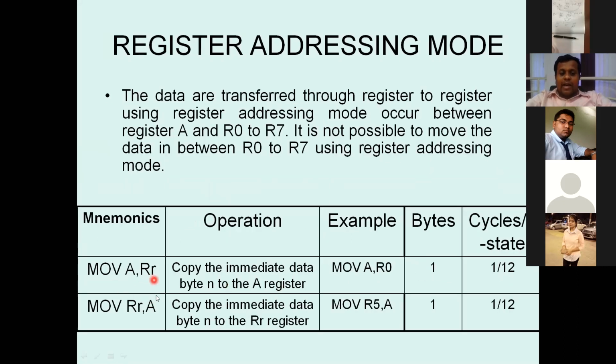MOV A comma Rn or Rn comma A. All of you know this is the example of number 3. But just read this one. It's not possible to move the data between R0 to R7 using register addressing mode. Is it clear? Whatever I say, MOV R3 comma R4 is not possible. It can be possible by using A or using memory address.